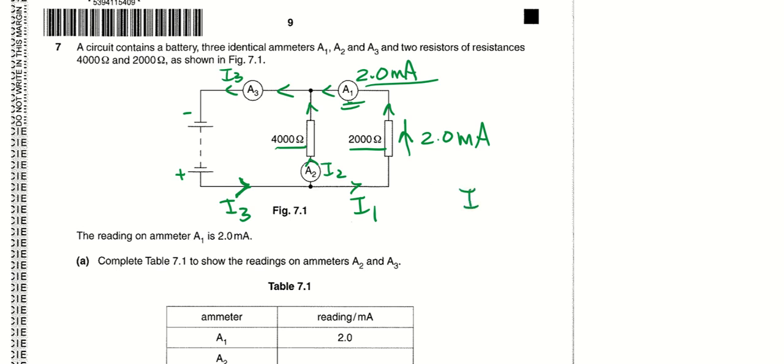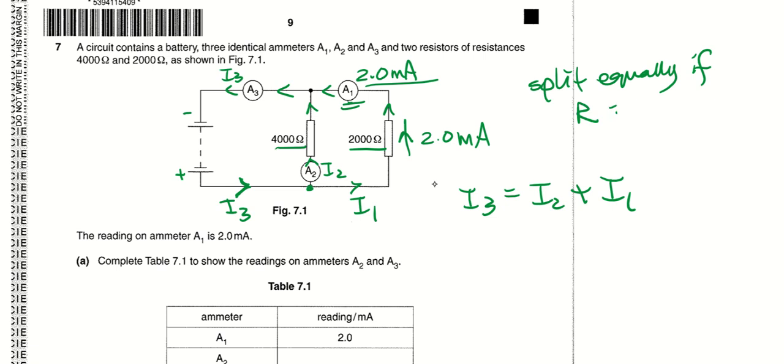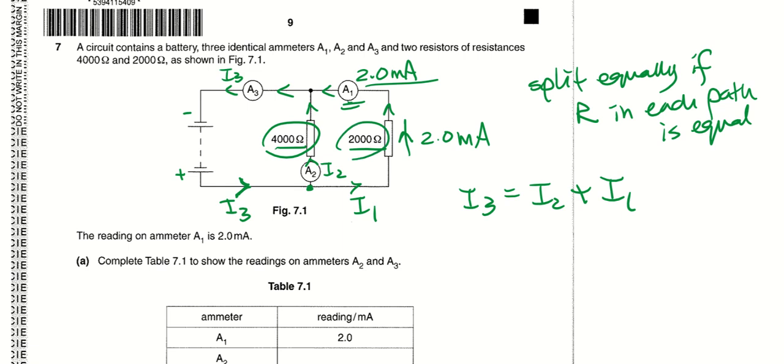So I have this idea of I3 equals I2 plus I1, because when they come to this part, since there are two paths, the current will split. But do they split equally? They will only split equally when the resistance in each path is equal. But now they don't split equally, because one path is 4000 ohm, the other path is 2000 ohm. So you need to take note of this.